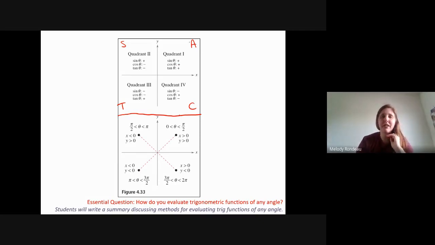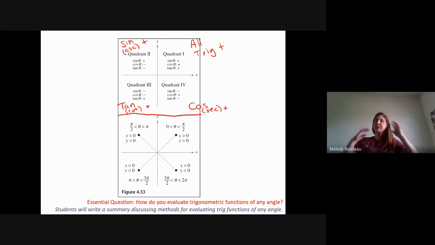All students take calculus. The A stands for all trig functions are positive in quadrant 1. Then the S stands for sine, but also cosecant, because those are reciprocals, are positive in quadrant 2. The T stands for tangent, but also cotangent, are positive in quadrant 3. And then the last one is cosine and secant are positive in quadrant 4. So just a reminder, because we're going to do examples that have to do with this.